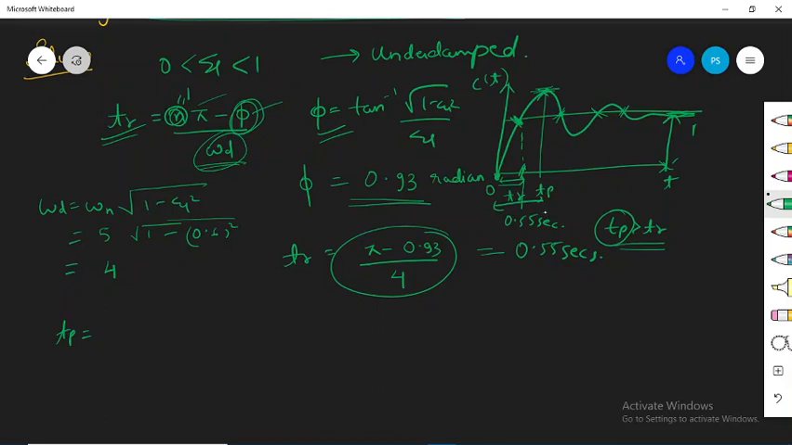Now the formula for TP is simple: pi by omega d. It's given as pi by omega d. The value of omega d we already know, so it will be equal to pi by 4, and if you check it out, it's going to come out as 0.785 seconds.